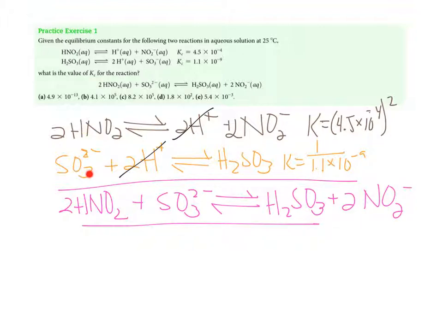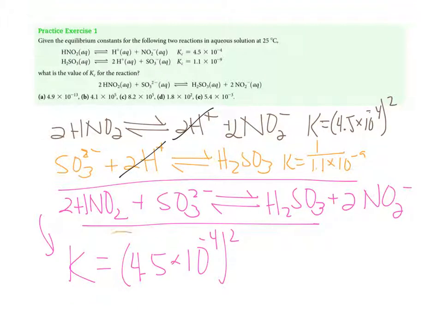If I'm adding 2 reactions, what do I do to their equilibrium constants? I multiply them. So my equilibrium constant for my pink reaction here is going to be equal to the first one times the second one. So it's going to be equal to 4.5 times 10 to the minus fourth to the second power, so we'll put that whole thing in brackets. And then that multiplied by 1 over 1.1 times 10 to the minus 9.